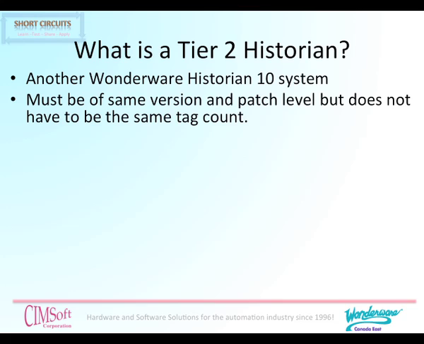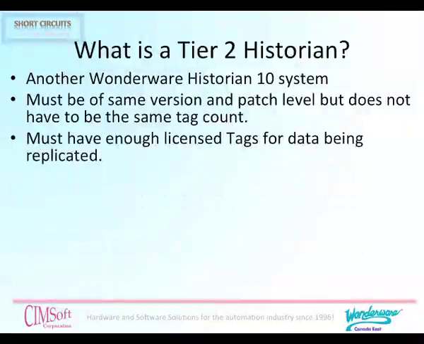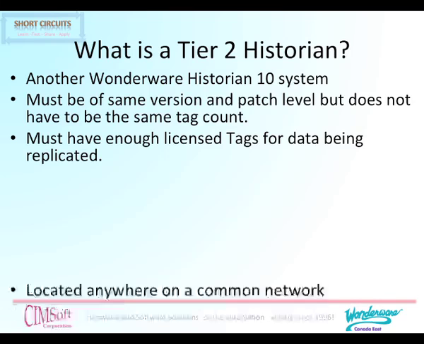It must be of the same version and patch level as the Tier 1 historian, but does not necessarily have to be of the same tag count. But it must have enough license tags for the data being replicated. So for example, a 5,000 tag Tier 1 historian could not replicate 1,000 of its tags to a 500 tag Tier 2 historian. However, a 5,000 tag Tier 1 historian could replicate 1,000 tags to a 5,000 tag Tier 2 historian without any problem at all.